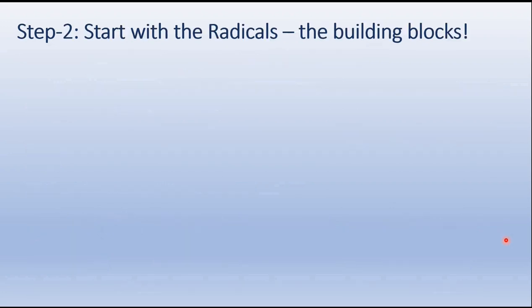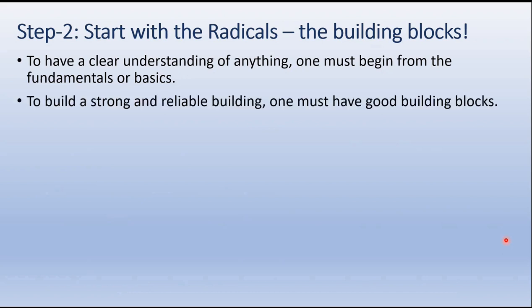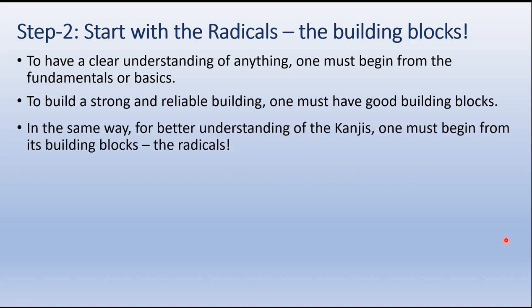The second step is starting with the radicals, that is the building blocks. To have a clear understanding of anything, one must begin from the fundamentals or basics. To build a strong and reliable building, one must have good building materials or good building blocks. And in the same way, for better understanding of the kanjis, one must begin from its building blocks, and the building blocks are called the radicals. So what is a kanji radical?